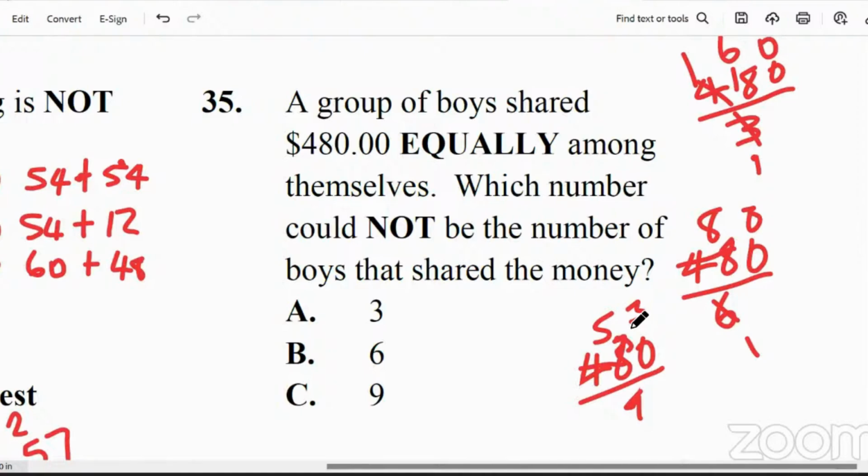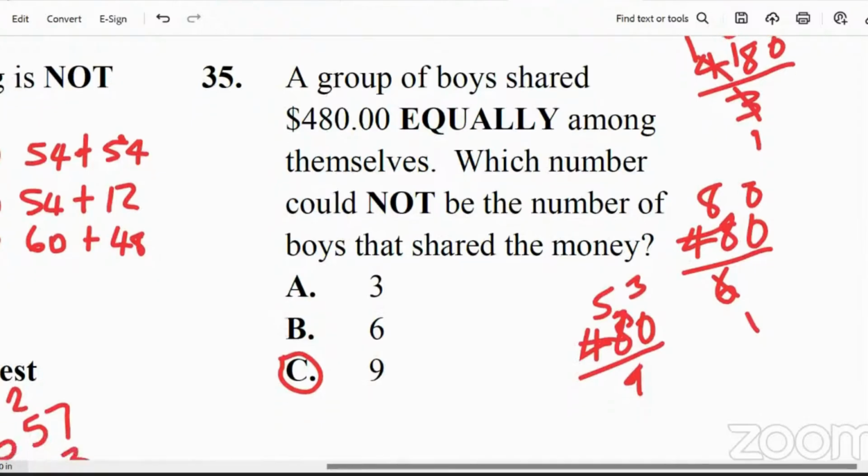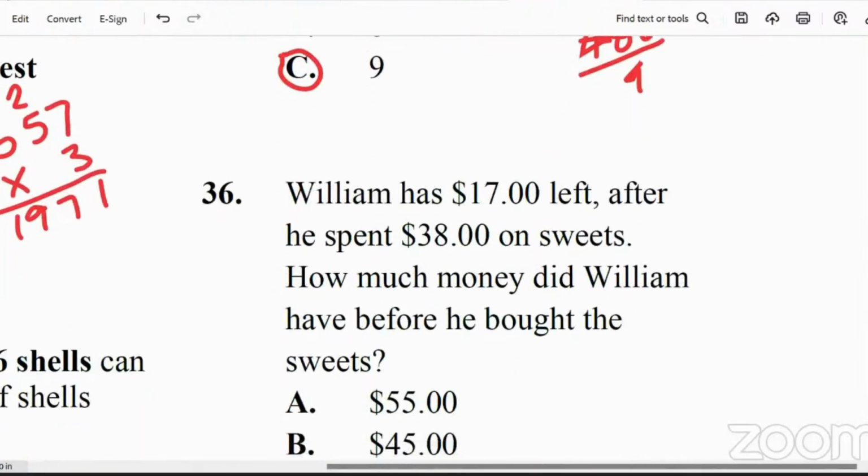It could have been 3 boys. It could have been 6 boys, but not 9. Okay. So again, guys, you would have your time to do these calculations, but I'm just showing you the possibilities of what to do. You'd have to divide 480 by each of these numbers to see which of them would not be evenly divided, and that would give you your correct answer.